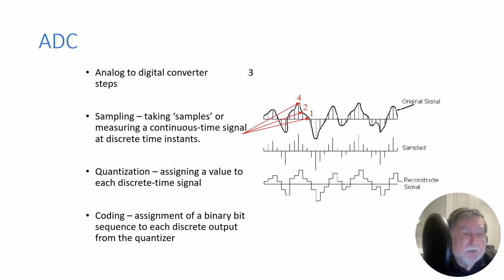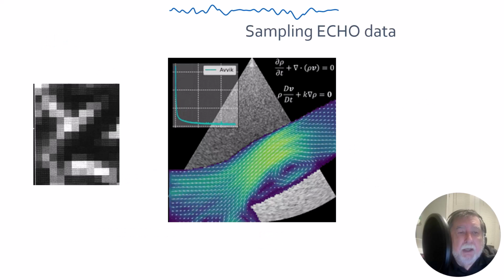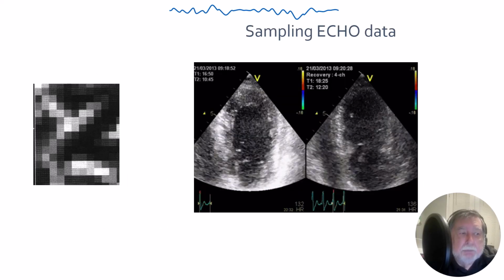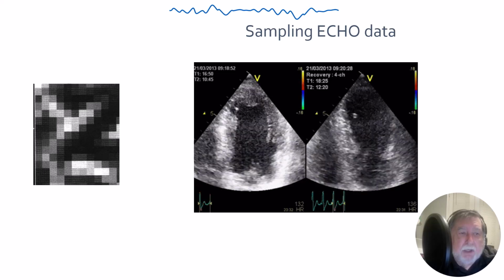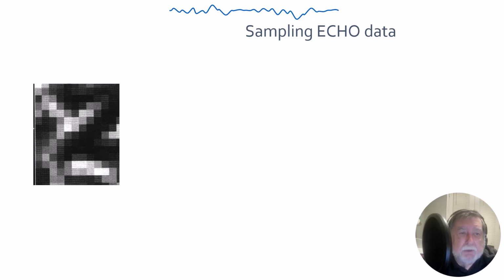Once we have these, we need to code them or change them into data. Data coding is assignment of a binary bit sequence to each discrete output from the quantizer. Here you can see that each one of the intensities is given a specific corresponding number. Signal being produced, and we are going to sample the echo data so that we can assign specific numbers that can be converted into shades of gray for visualization.